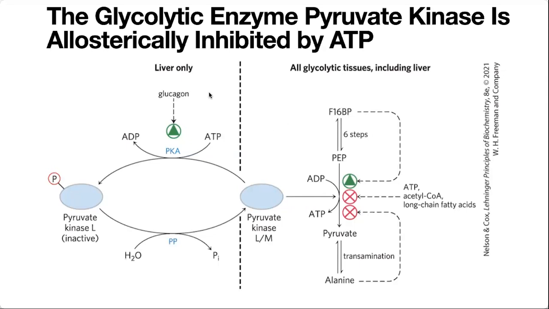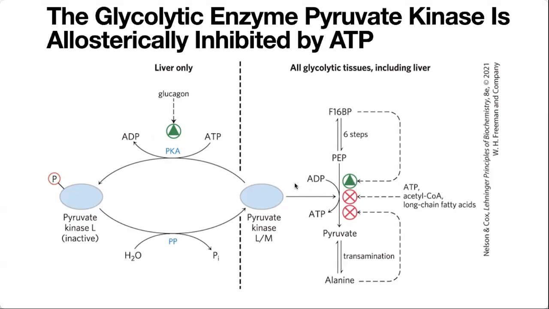So we have different versions of this pyruvate kinase. In our liver, we've got this L form, and then in our muscles, we have this M form. Both of those are going to be regulated by ATP, but then also in our liver, we're going to get this phosphorylation regulation, which we'll get to in a second. Why does it make sense to be regulated by ATP?